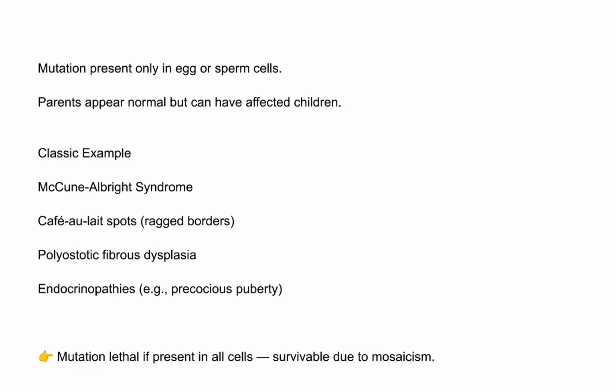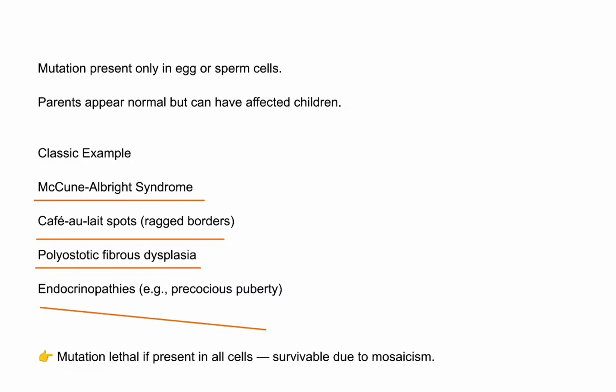Classic examples are McCune-Albright syndrome: cafe au lait spots with ragged borders, polyostotic fibrous dysplasia, endocrinopathies, precocious puberty. The mutation is lethal if present in all cells, but survivable due to mosaicism.